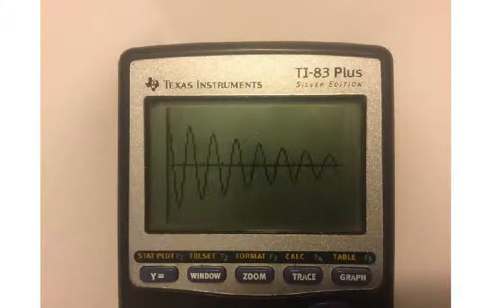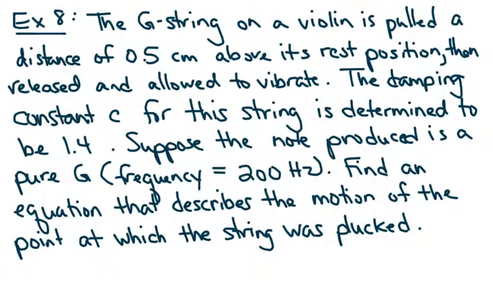As long as he can breathe into the tuba, he can sustain the note. Electromagnetic waves that produce light are also not damped harmonic motion. They're really just simple harmonic motion. So let's talk about a vibrating violin string.